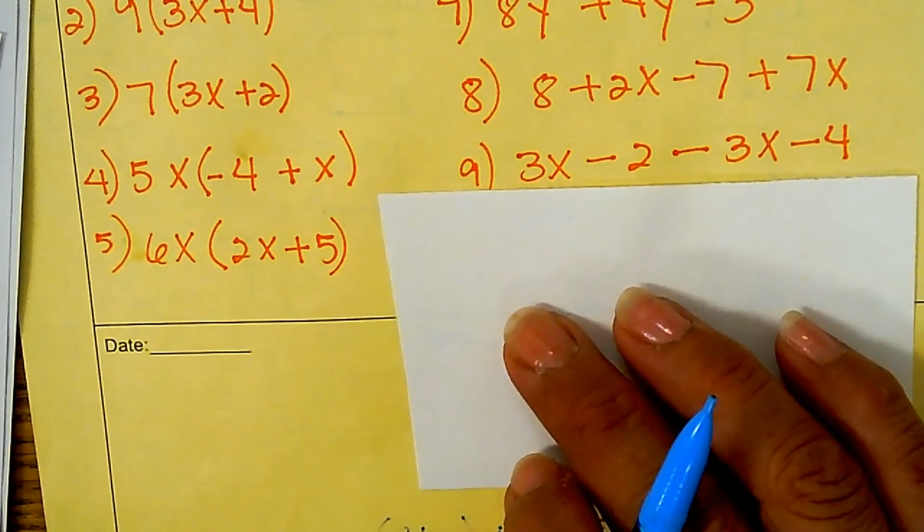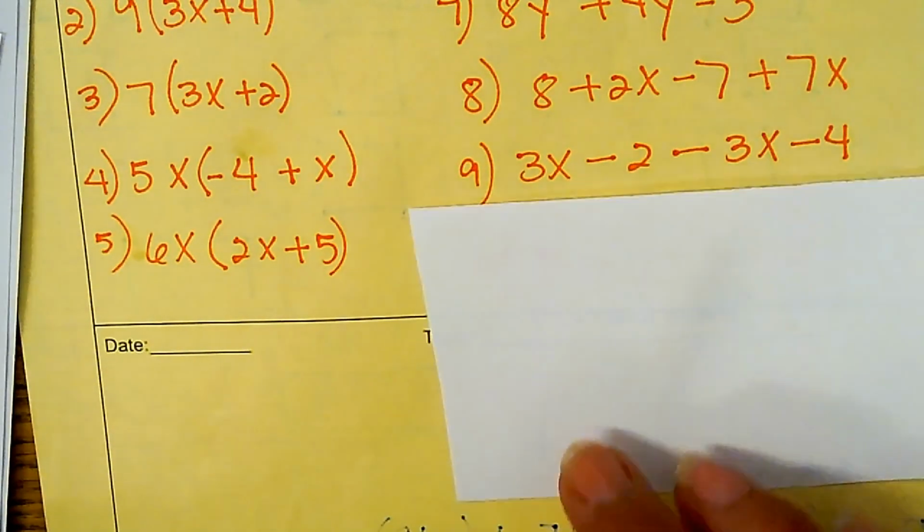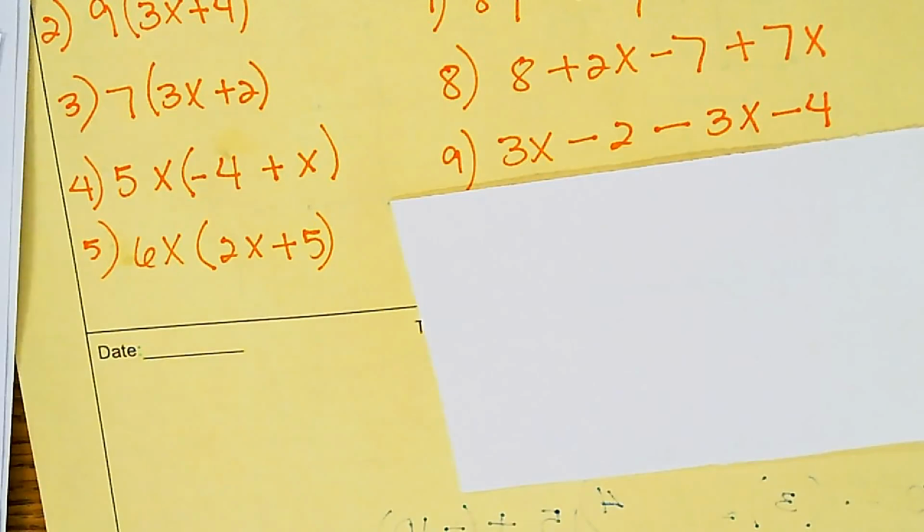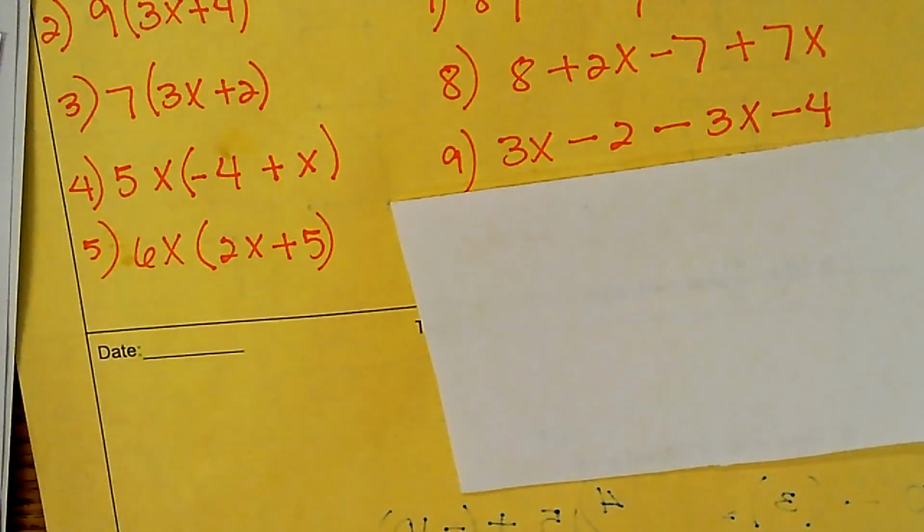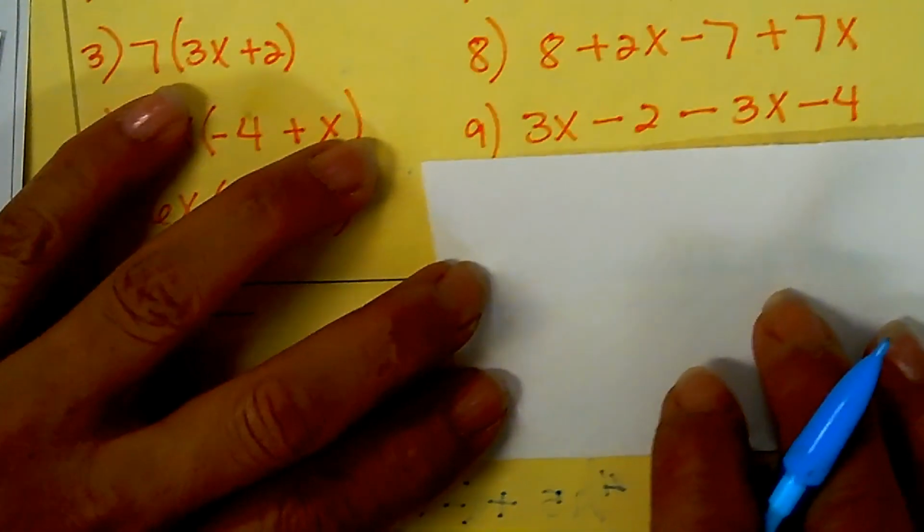Volunteer. Yes, Travis. Negative 6. Did everybody get number 9? You got something different? Okay. Yes, you may. All right, so let's do it then.